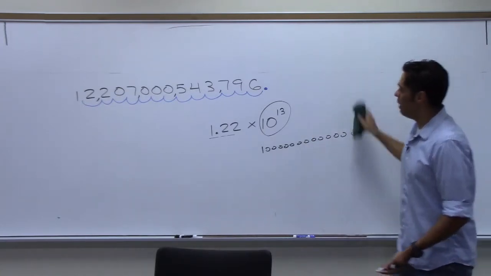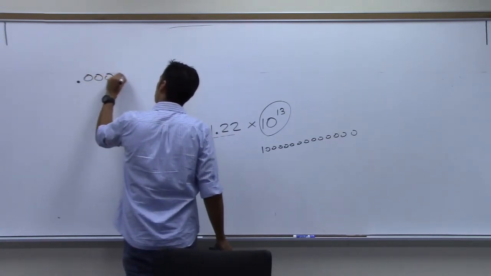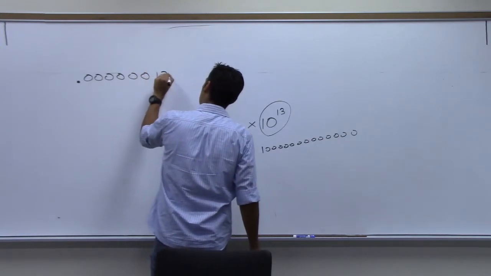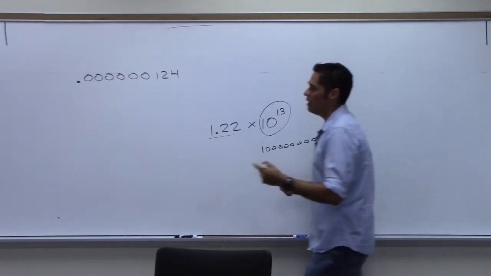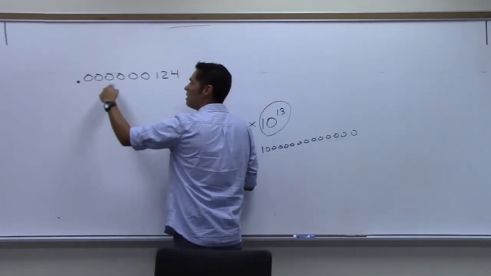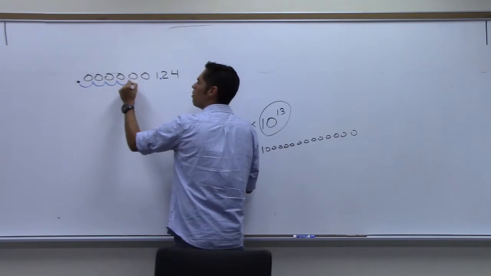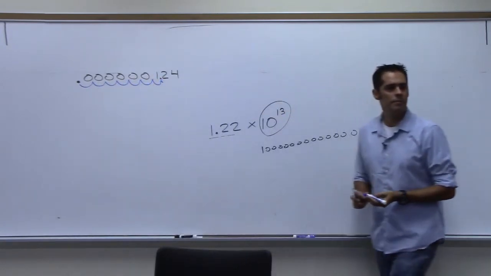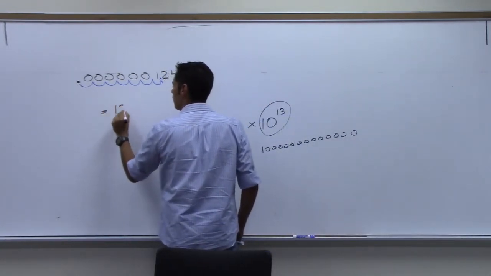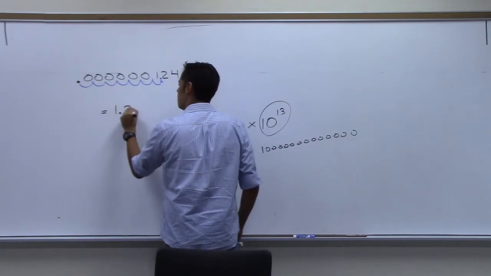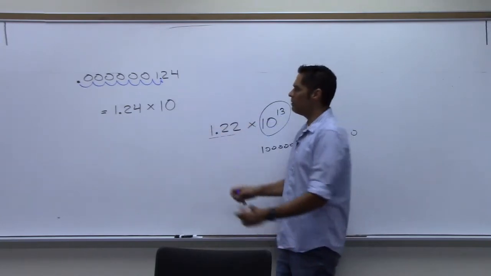Now, we do the same thing if we have a small number. We have a small number like 0.0000000124. Then what we want to do to put this in scientific notation is take the decimal here and move it to the right until we get right past the first number. So I would have to move 1, 2, 3, 4, 5, 6, 7 spaces, right? 7 spaces. And I would write that this is equal to 1.24 times 10, but instead of writing 10 to the 7th, I write what? -7.